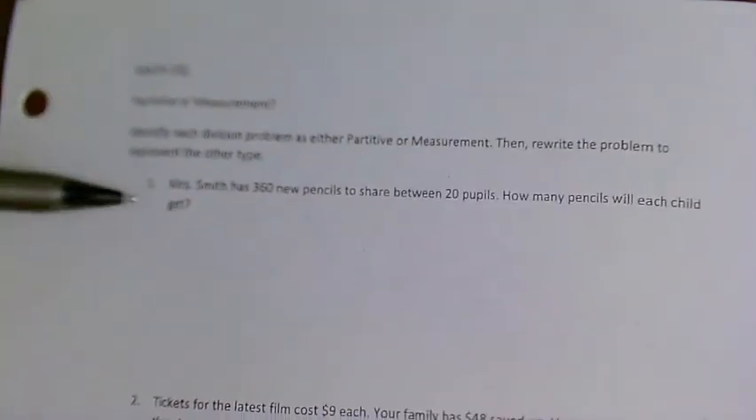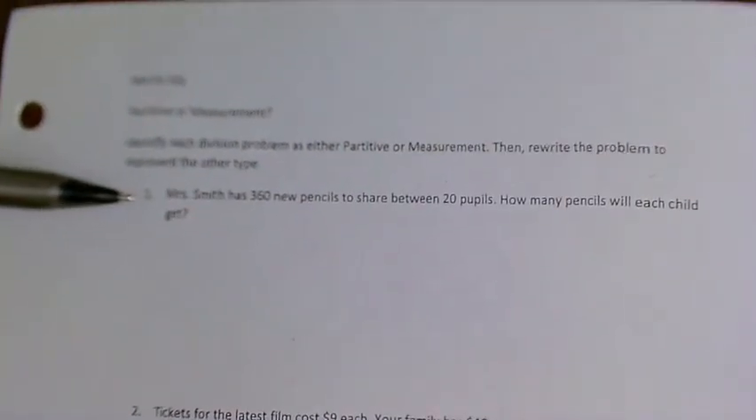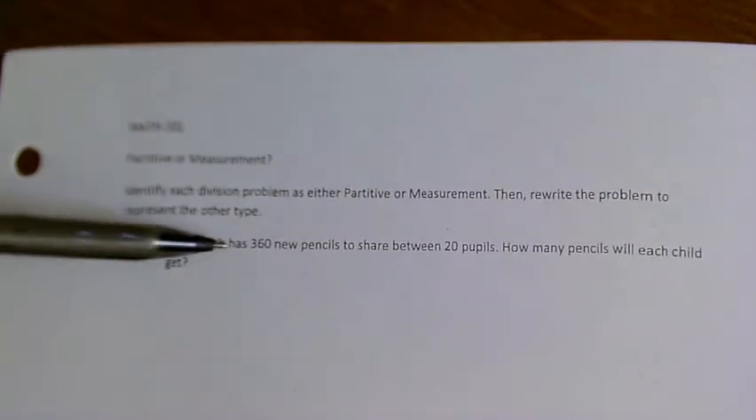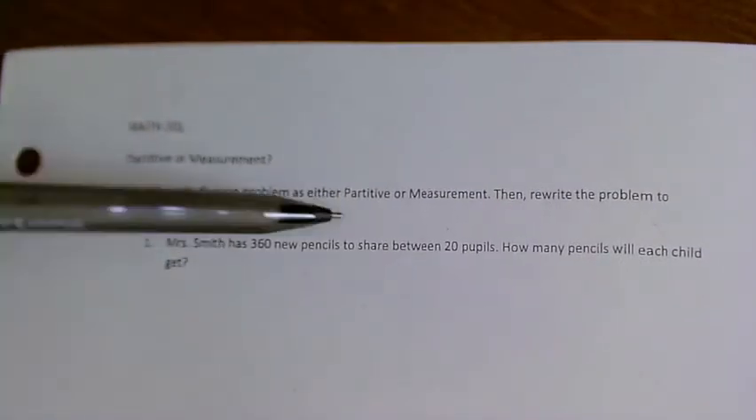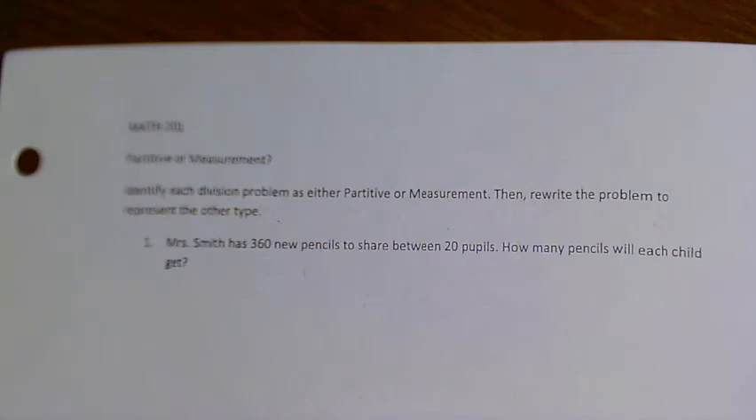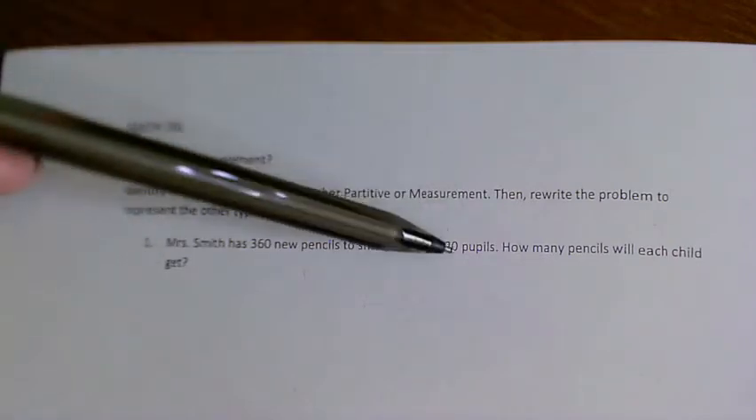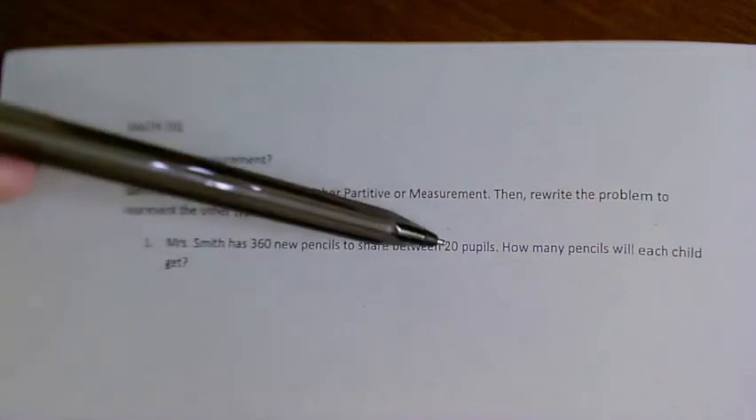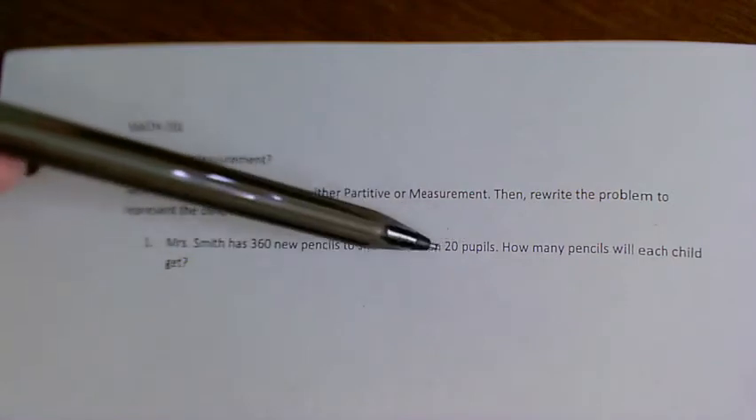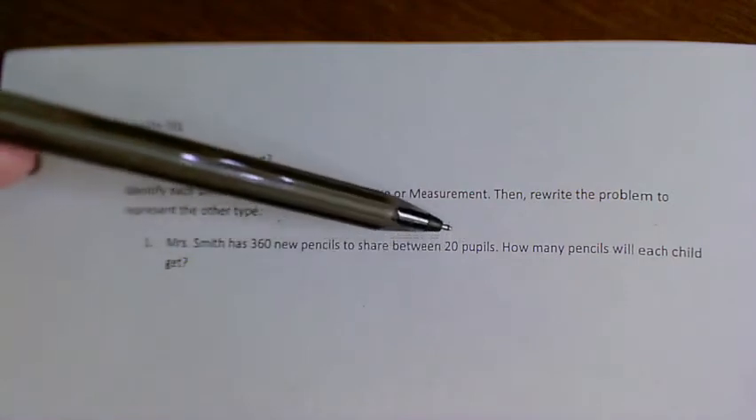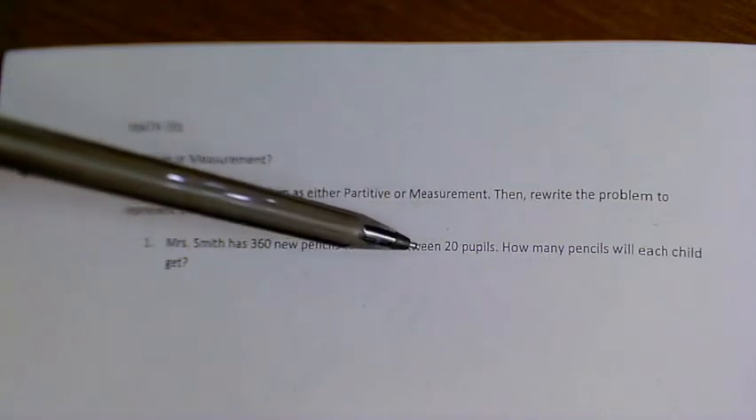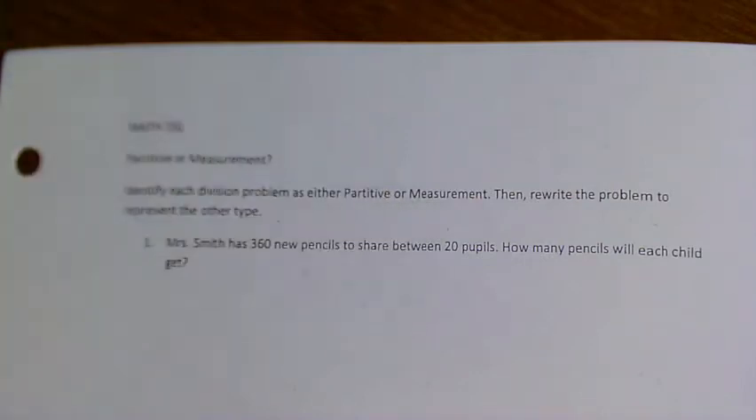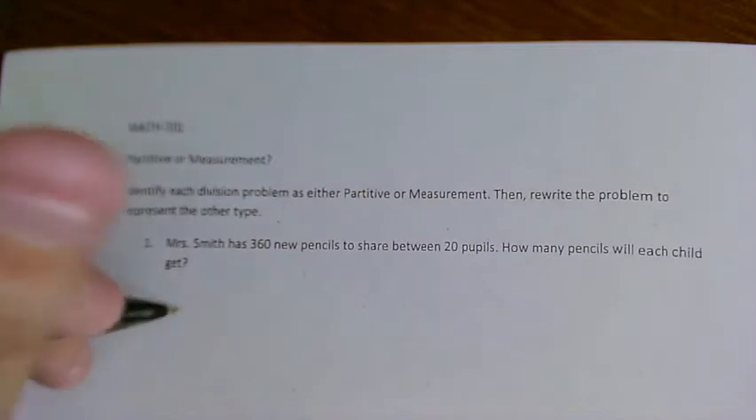Okay. So we're back. With number 1, it says, Mrs. Smith has 360 new pencils to share between 20 pupils. How many pencils will each child get? The thing you want to ask yourself is, are the 20 pupils groups, or are they a particular size of something? In this case, this one is going to be partitive.